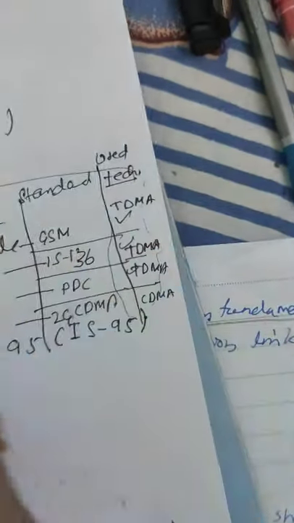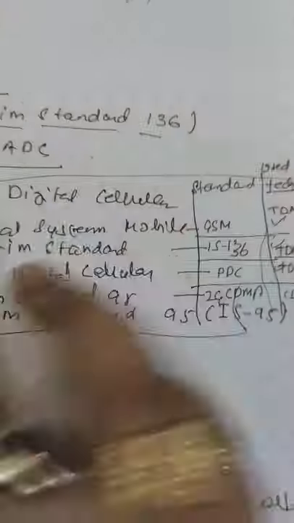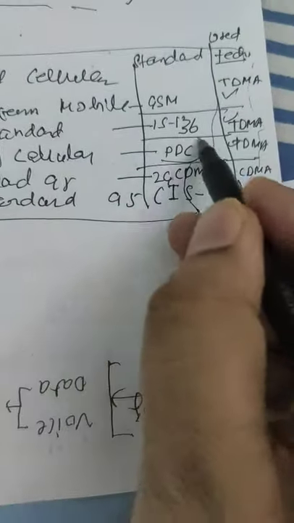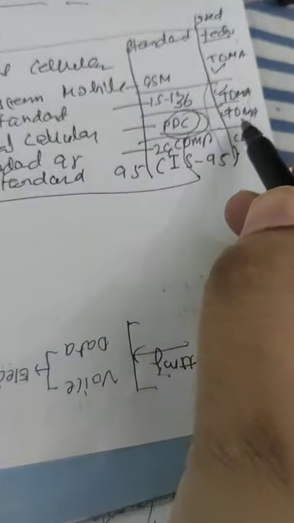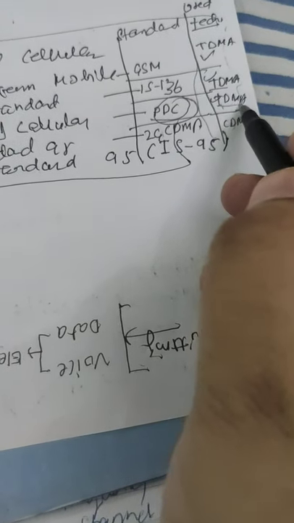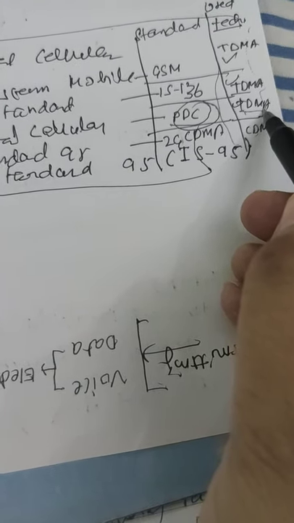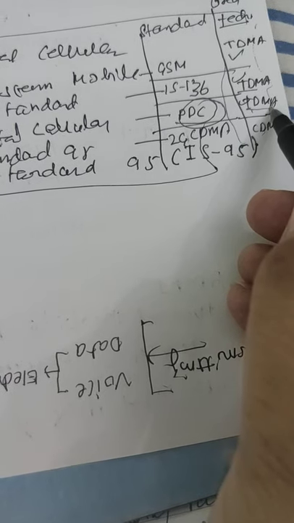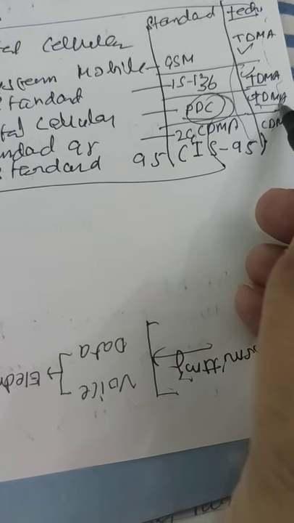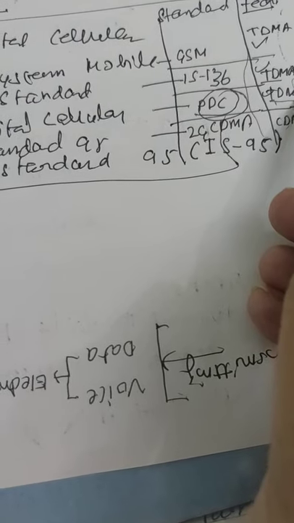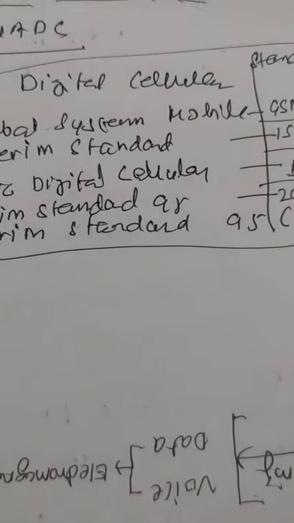If you look at this table, the main conclusion is that in PDC the technology used is TDMA to divide the frequency spectrum among multiple users.